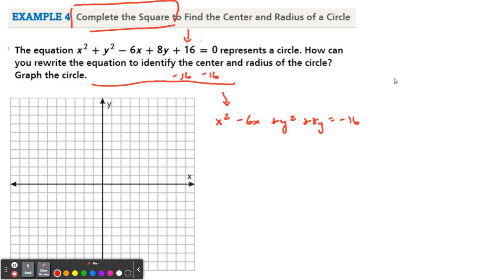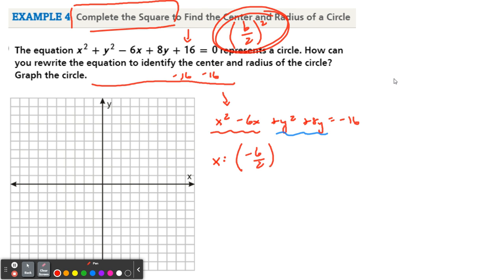When you complete the square, you have to remember b over 2 squared. That is an important concept when you're completing the square. We're going to look at the x squared minus 6x first, and then the y squared plus 8y. If this x squared had a coefficient, you'd have to factor it out, but it doesn't. For the x's, your b value is the number with the x, so our b value is negative 6.